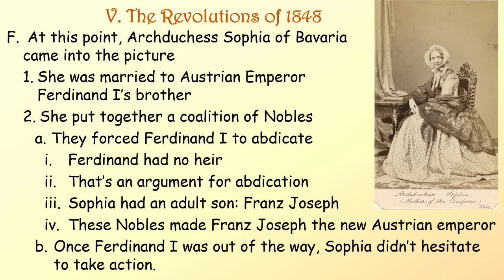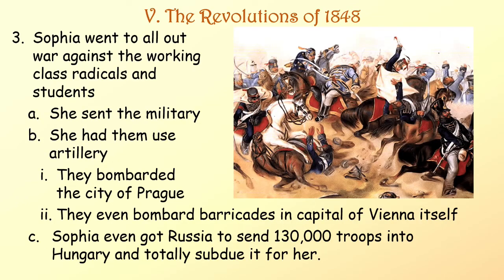And once Ferdinand I was out of the way, Sophia didn't hesitate to take action against these rebels. Sophia went to all-out war against the working-class radicals and students. She sent the military. She had them use artillery. They bombarded the city of Prague, and they even bombarded barricades in the capital of Vienna itself. Sophia even got Russia to send 130,000 troops into Hungary and totally subdue it for her.